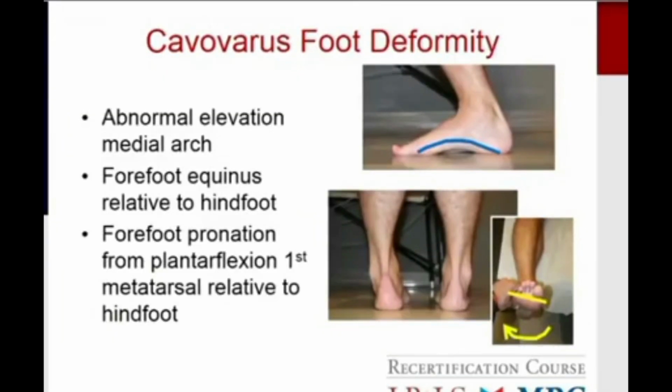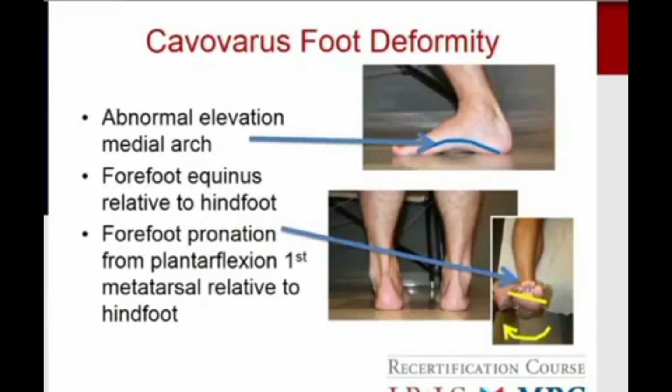My other favorite topic is cavo-varus foot deformity. We know that is an abnormal elevation of the medial column or the arch. It is essentially forefoot equinus relative to the hindfoot, or a plantarflexed first ray that creates the cavus deformity component to this relative to the hindfoot deformity.